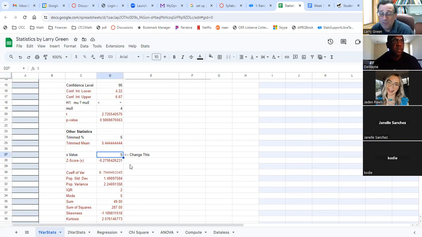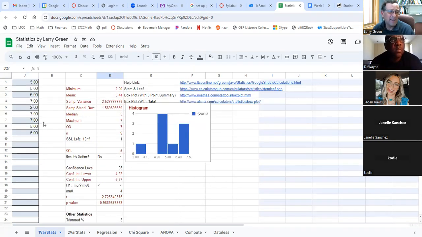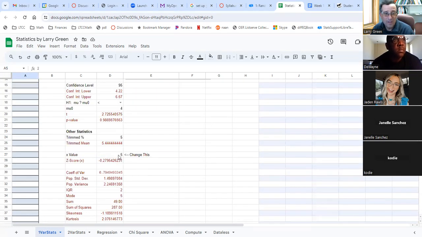If you want to find the z-score for a number, you put the number in. So let's decide, was this value of 2 an outlier? Here's what we can do. We can take that 5, make it a 2. I hit enter, and we have about negative 2.17.